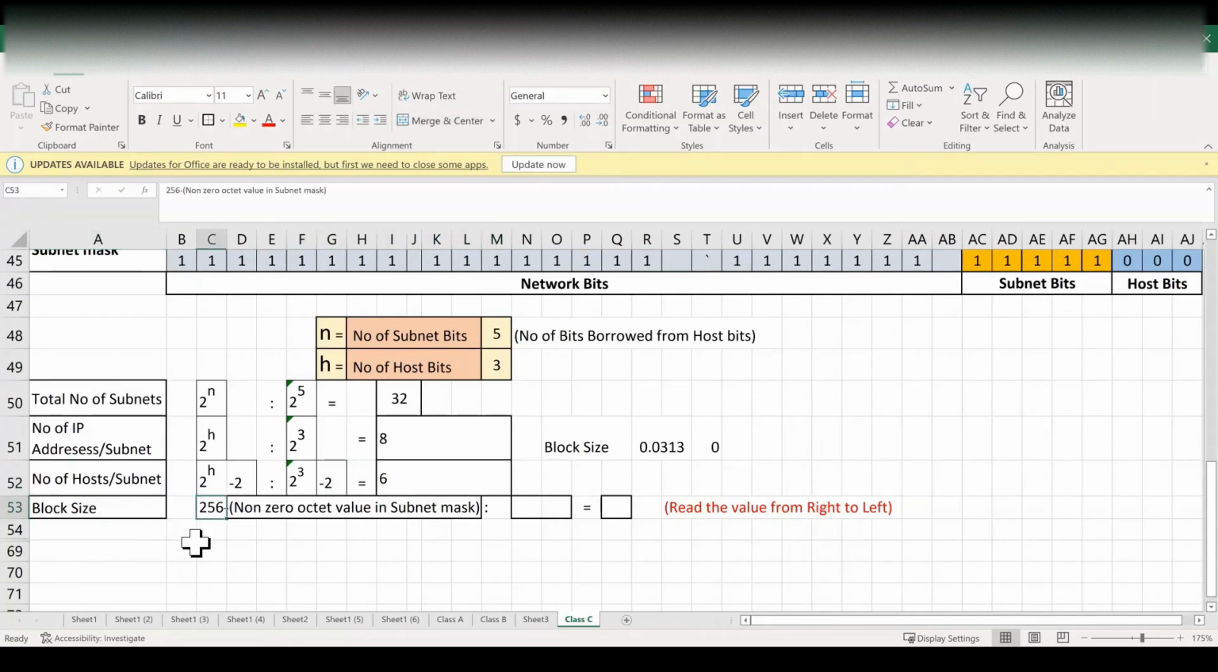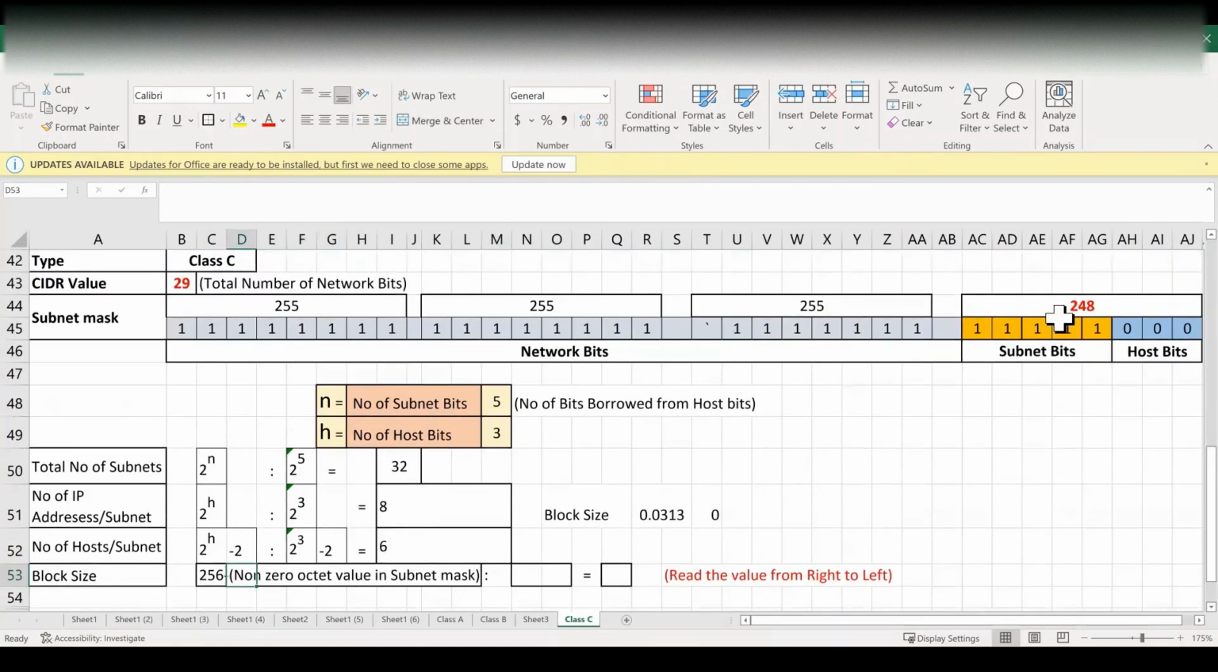Next, we are going to find the block size. The formula is 256 minus the non-zero octet value in the subnet mask. The non-zero octet value we have to read from right to left. If you read from the right side, 248 is the non-zero octet value. So we have to deduct this 248 from 256, and we will get 8. This is our block size.